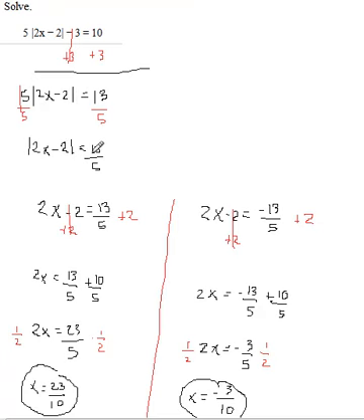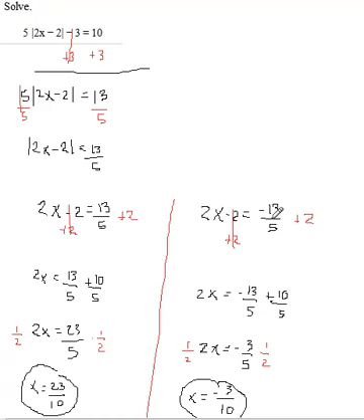That's when, once your absolute value is all alone, and you check to make sure the other side of the equal sign is positive, then that's when you split it into the two situations. So I've done that here, one on the left and one on the right. So the one on the left says 2x minus 2 equals 13 fifths, and the one on the right says 2x minus 2 equals negative 13 fifths. So we want to set up both those situations, one with the positive and one with the negative.